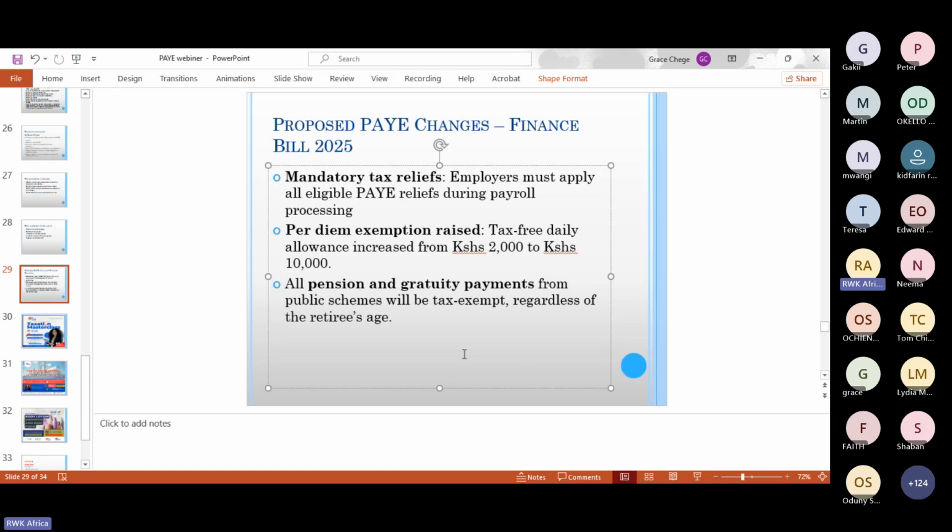KRA is seeking to really simplify this entire process of filing pay. And for that reason, they have made new significant changes in the template that you use to file pay. Allow me to drop this presentation and share with you a template. So we'll be doing a comparison of the previous template and the new simplified template.